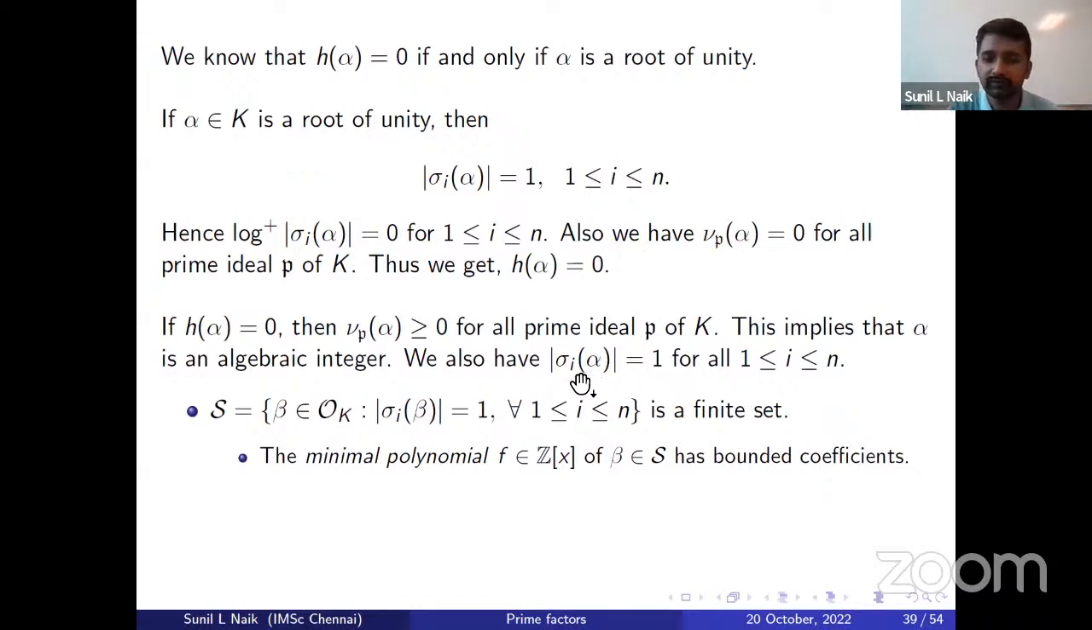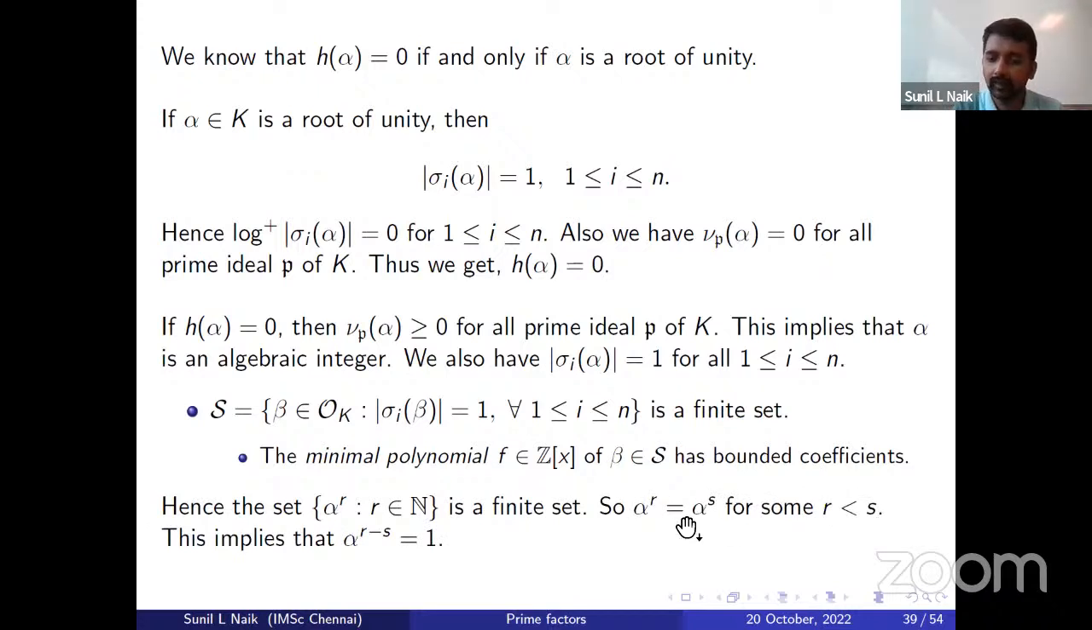Since |σ(α)| is equal to 1, |σ(α)^r| is also less than or equal to 1 for any natural number r. So in particular, this shows that the set {α^r : r in natural numbers} is a finite set. So we get for some r less than s, α^r is equal to α^s. So this implies that α^(r−s) is equal to 1. So α is a root of unity. This completes the proof that the height of α is 0 if and only if α is a root of unity.